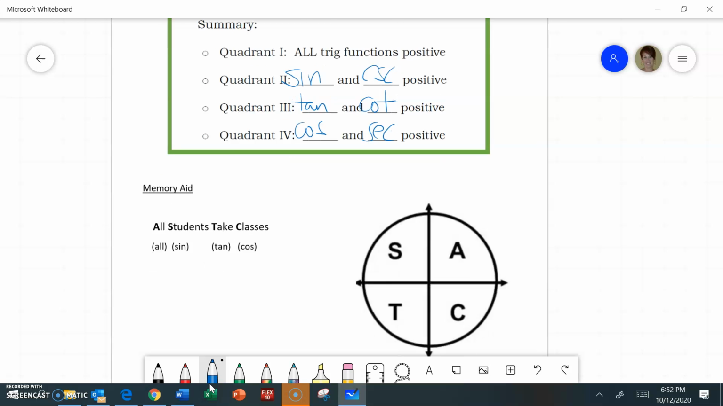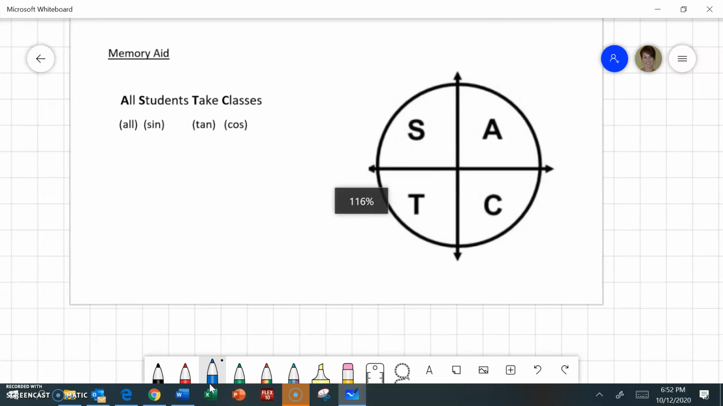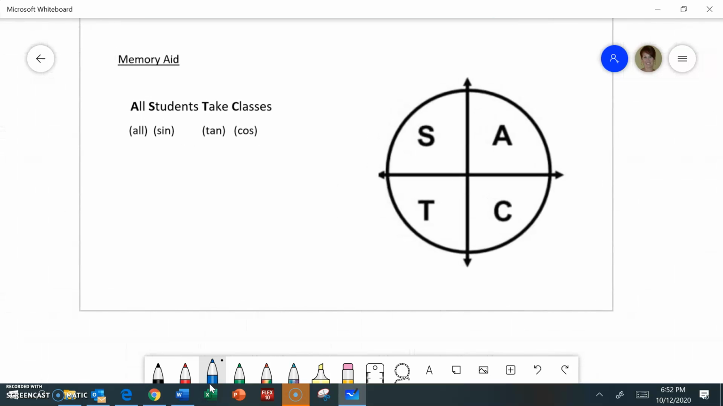So to help you remember all this, if you take a look at this little picture here, it's your coordinate plane with a circle, and we have our quadrants. What's nice about this is if you have quadrant 1, 2, 3, and 4, there's a memory device that says all students take calculus. So the A stands for all, and that means all of our trig functions are positive in quadrant 1. S is sine.